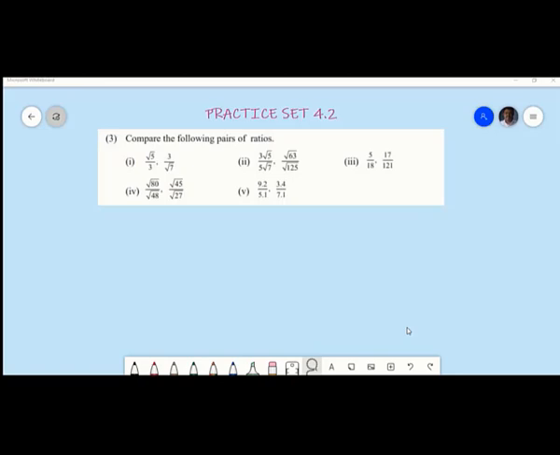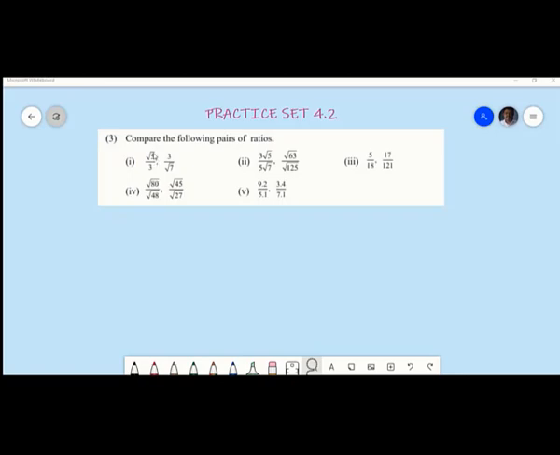Question number 3. Compare the following pairs of ratios. Comparing ratios we studied in lesson number 2, surds. These are the same kind of example. For solving this, we need the properties of ratios. First we learn the properties of ratios.